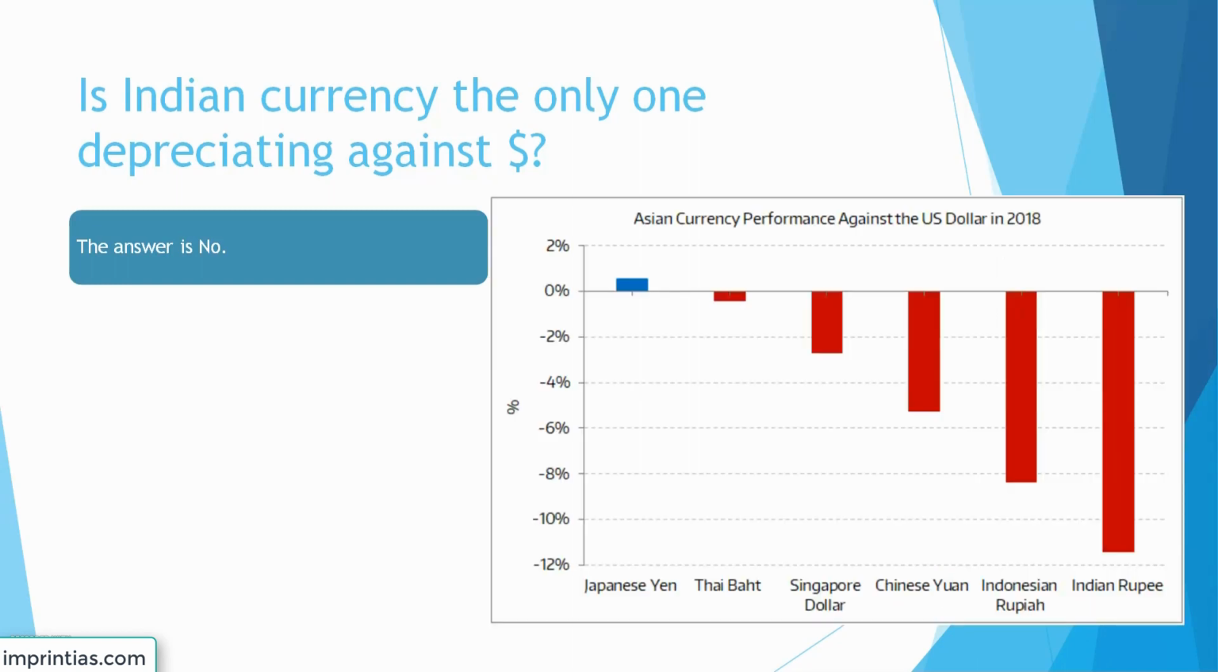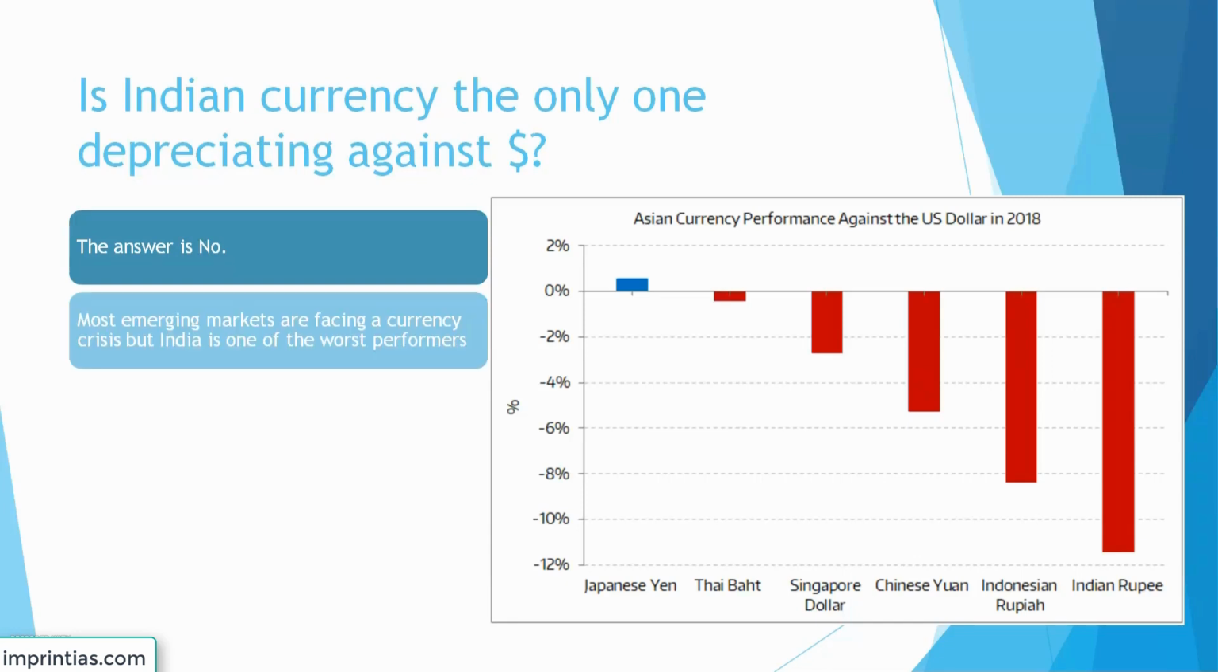This is one graph that gives a clear picture that although a lot of the currencies are performing badly against the dollar, be it Thailand, Singapore, Chinese, Indonesian, the Rupee is the worst performer. In the graph, you can say that we have lost nearly 12% against the US dollar in less than a year, which is not unprecedented, but yes, it is a stark reality and it is significant. So this is clearly a manifestation that we are the most affected.